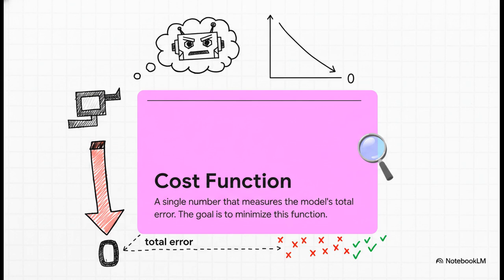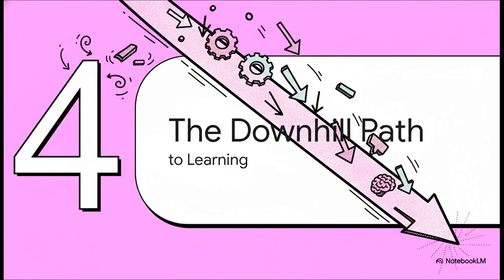Now, in the machine learning world, they have a fancy name for this total mistake. It's called the cost function. But honestly, you can just think of it as a single score, kind of like in a video game, that tells the model how badly it's doing. To learn, the model's whole job is to get that score as close to zero as it can. And that brings us to the coolest part, in my opinion, the actual process of how the machine gets smarter. This is what we call the downhill path to learning.